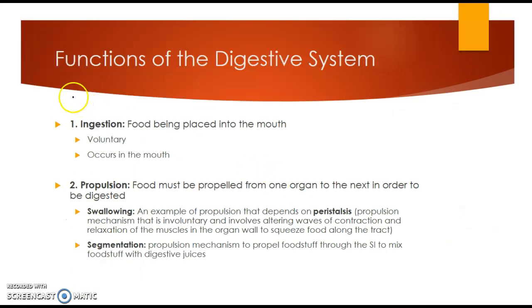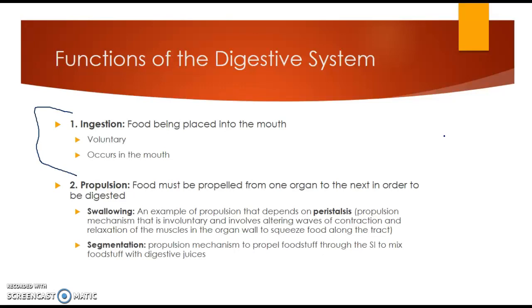So first let's talk about ingestion. Ingestion only occurs in the mouth, and this is you actually putting food into the mouth. So it's a voluntary process. If I asked you on a test, where does ingestion take place, your only answer would be the mouth. A lot of these different functions take place in multiple organs, but ingestion only takes place within the mouth.